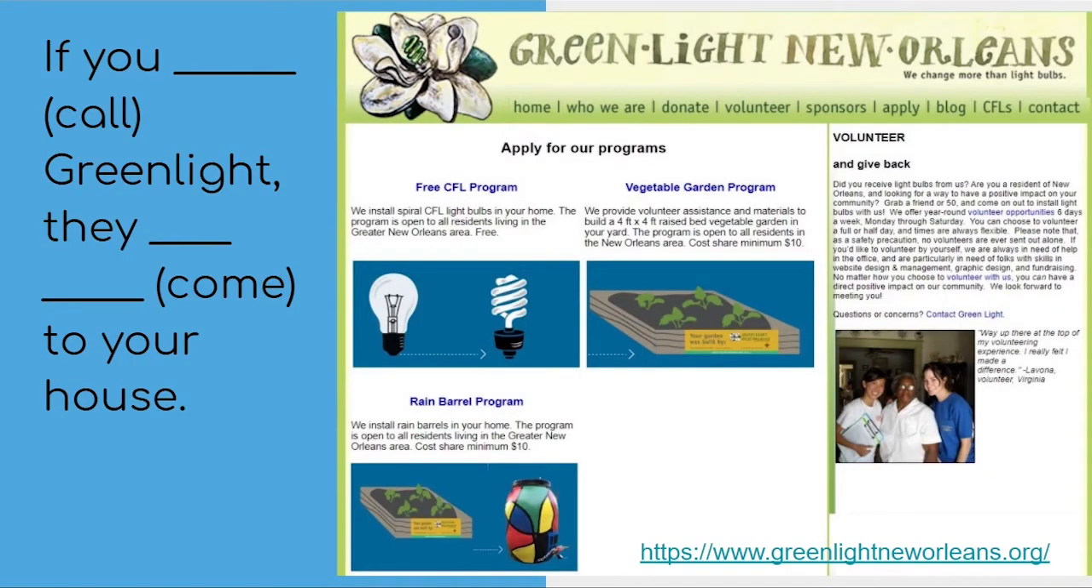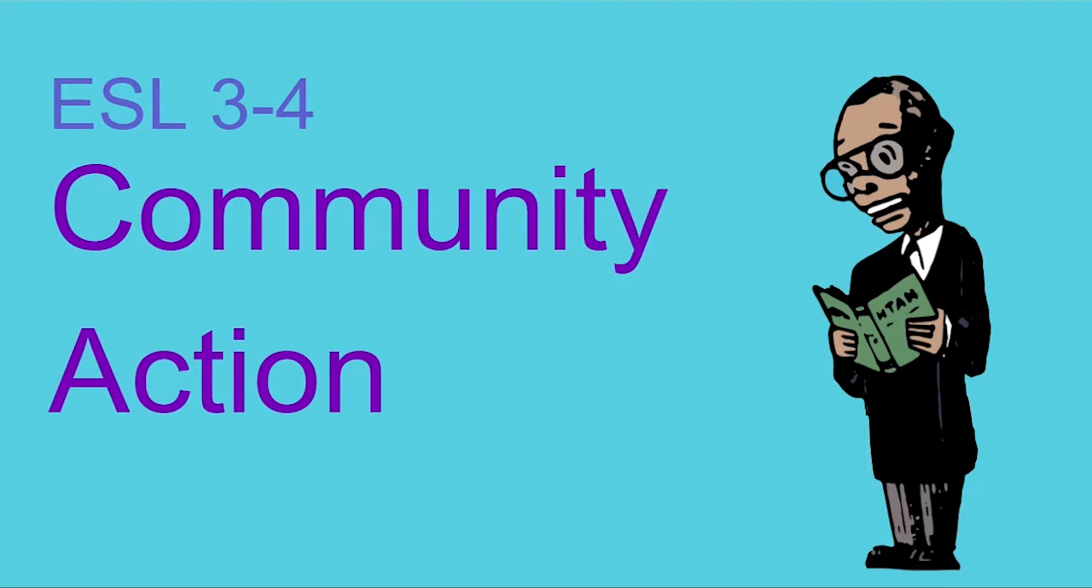So we have here Green Light NOLA, which is a sustainability program where you could volunteer or get help with different projects. Hi, and welcome to ESL Level 3-4 with Delgado Adult Ed.